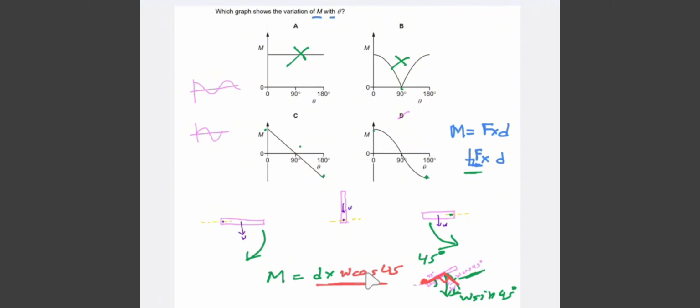So this is the moment that comes. Here we can see that this is the cos graph. The cos graph is not a straight line. This is not a linear graph. This has to be curved. So the option should be D. And so the option is D.